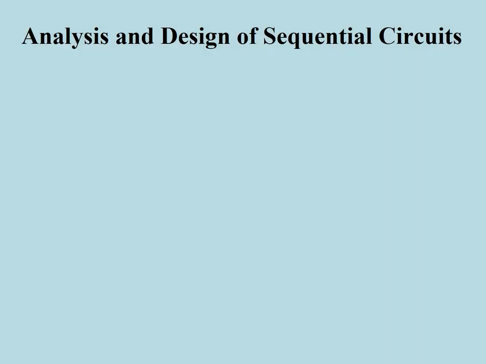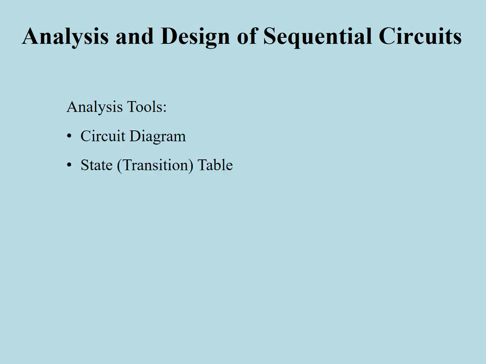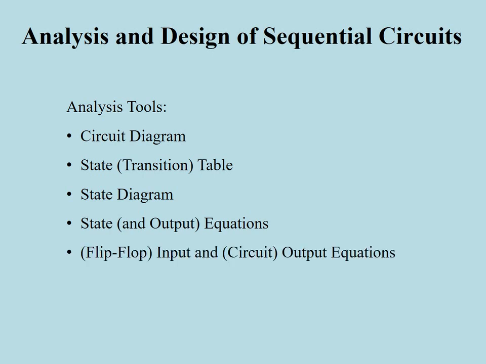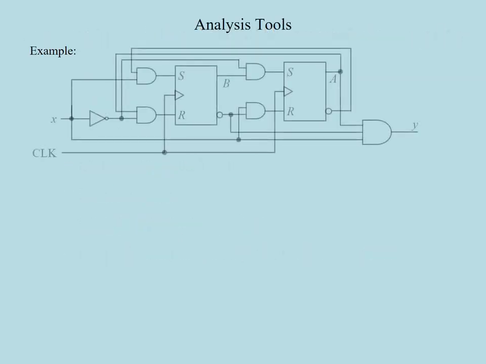In this second video on sequential logic, I will discuss the analysis and design tools for sequential circuits and present some design examples. As the analysis tools, we are going to discuss 5 items. These are the circuit diagram, the state table, also known as the state transition table, the state diagram, the state and output equations. We will also introduce input-output equations, or to be more exact, we can say flip-flop input equations and circuit output equations.